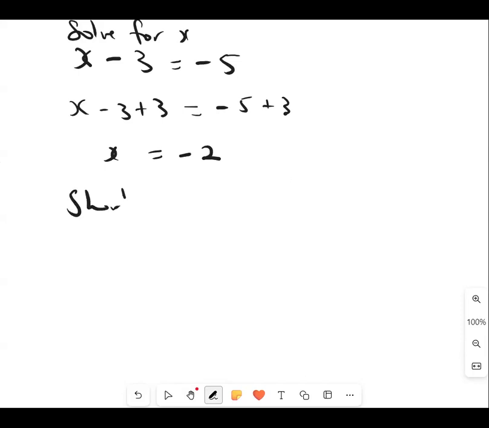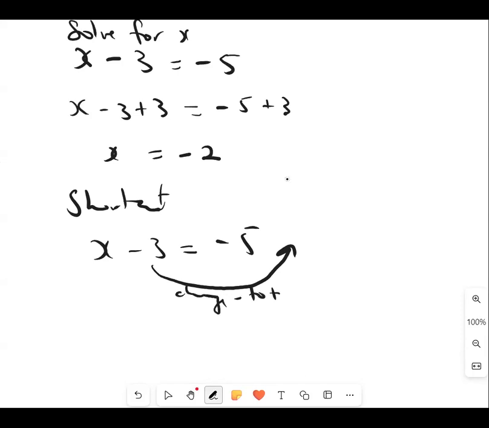Shortcut, some people like this. Take x minus 3 equal minus 5. Take the minus 3 over. Change the minus to plus. Right? And you end up with x equal minus 5 plus 3. Right?